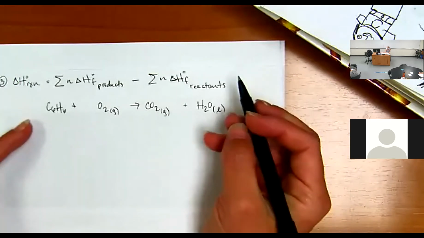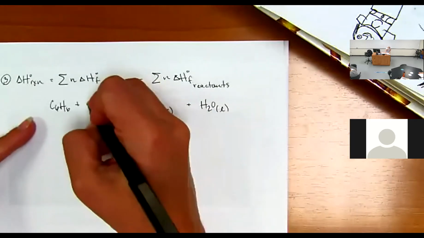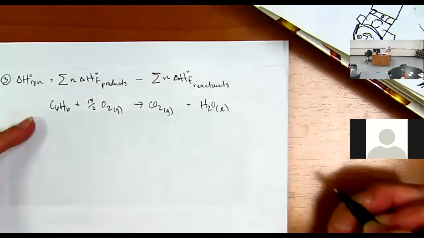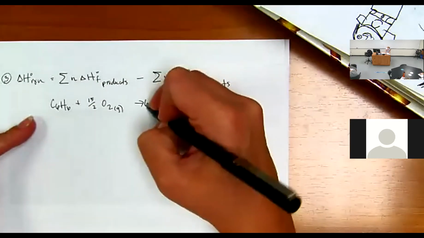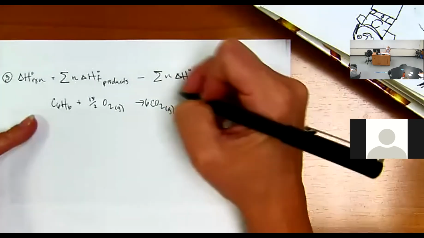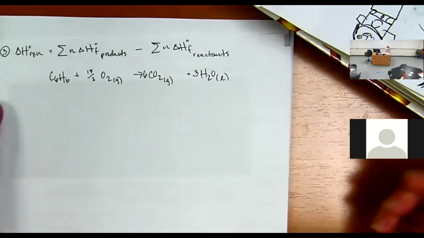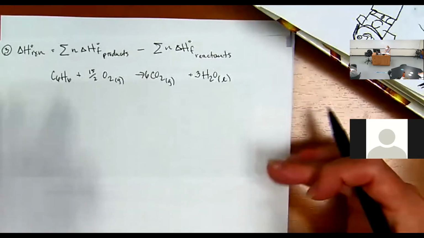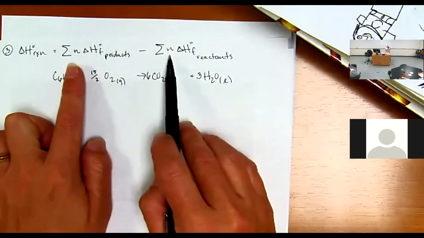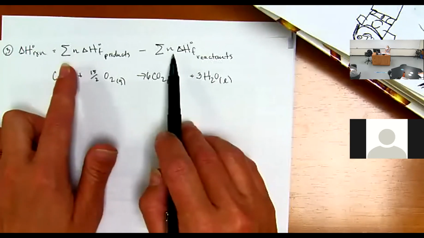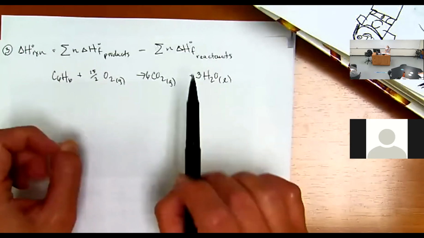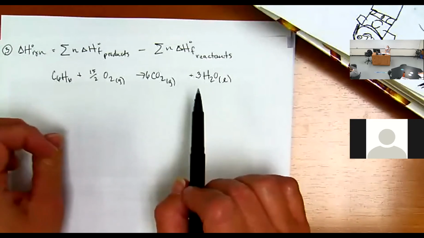So for benzene, the way that we're going to balance it, we're going to have 15 over 2 oxygen, 6 carbon dioxide, and 3 water. It's really important that you balance it correctly because otherwise your multipliers are wrong and your answer is wrong. So if your equation is not balanced, your answer is never going to be right.